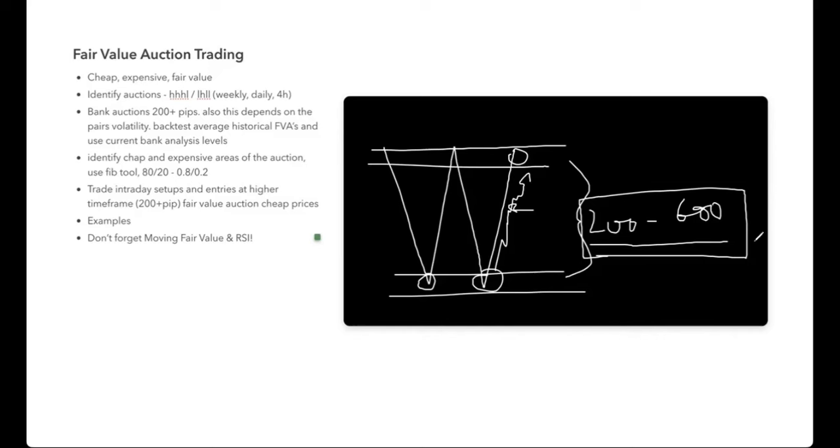So if you're looking to eyeball these types of auctions on a daily and weekly chart, daily and weeklies, this is what you want to identify. I'm going to show you how to really identify them. And also, use the bank analysis, right? The reports that we get from Mizuho, MUFG, Citibank, all of those, use those levels.